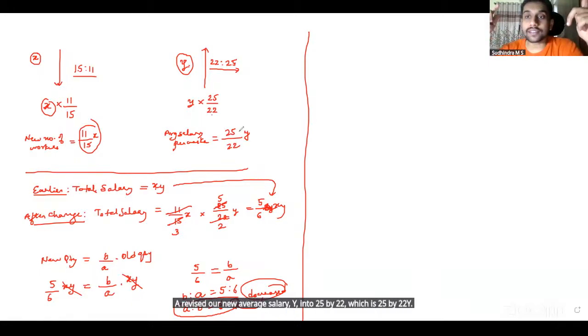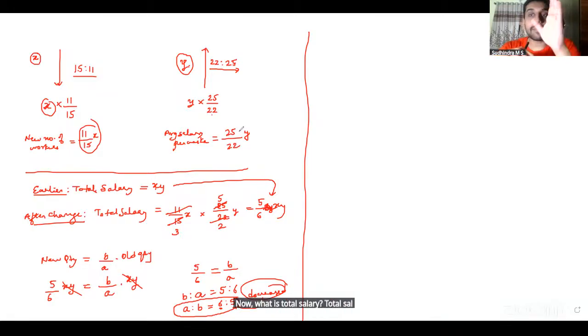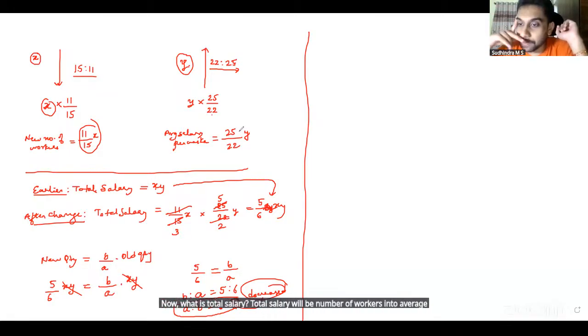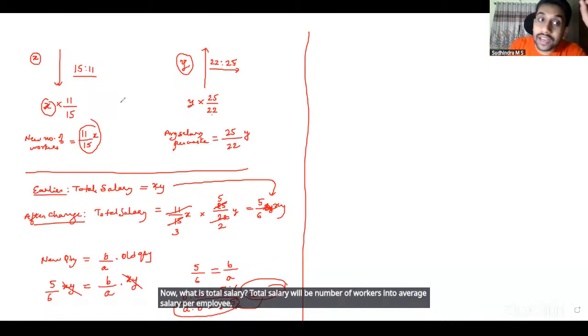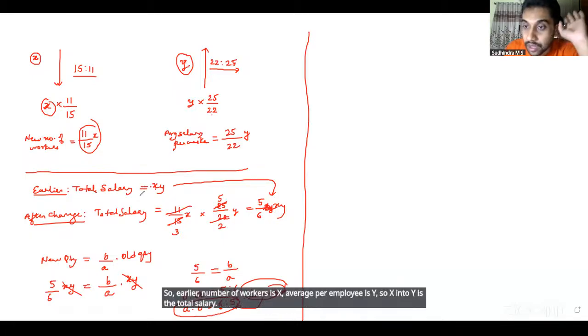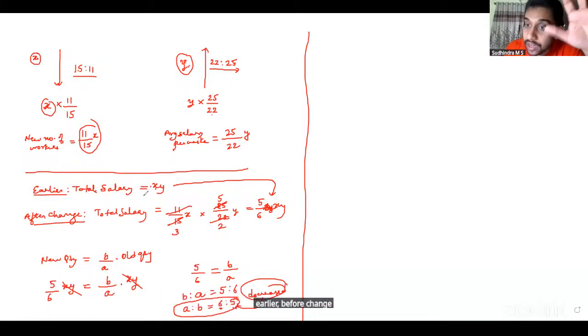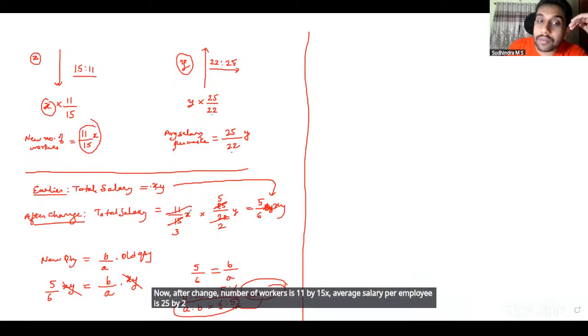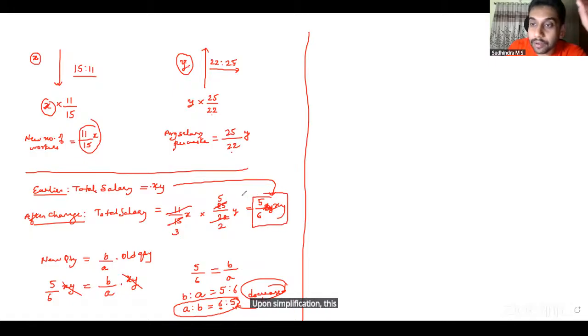Now, what is total salary? Total salary will be number of workers into average salary per employee. Earlier, the number of workers is X, average per employee is Y. So, X into Y is the total salary before change. Now, after change, number of workers is 11 by 15 X, average salary per employee is 25 by 22 Y. So, 11 by 15 X into 25 by 22 Y will give us the total salary. Upon simplification, this gets to 5 by 6 XY.